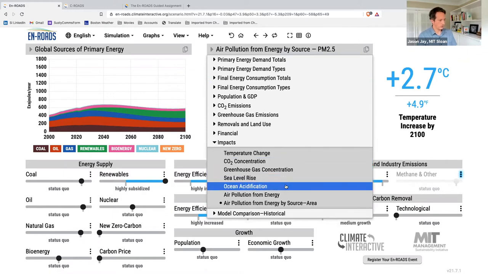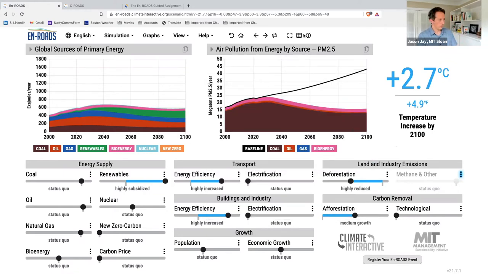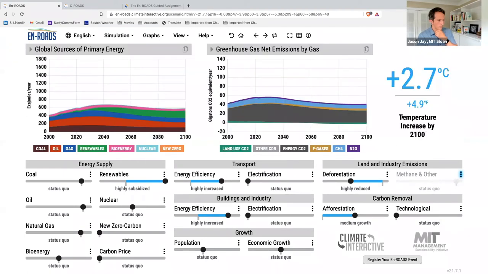We can look at ocean acidification. As the tool continues to evolve, we're going to be looking at more and more of these different impact graphs. But for now, those are the ones that are available. So let's keep going with the other ideas. A couple of other things. Someone says population. Farley Nobre says population. Okay, so Farley's playing Thanos today. But actually, we don't have a Thanos button.